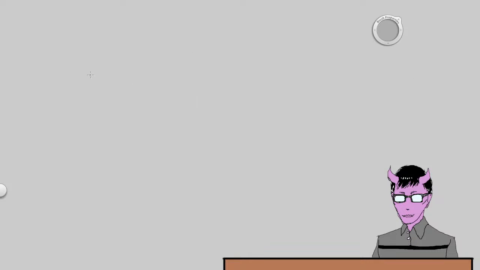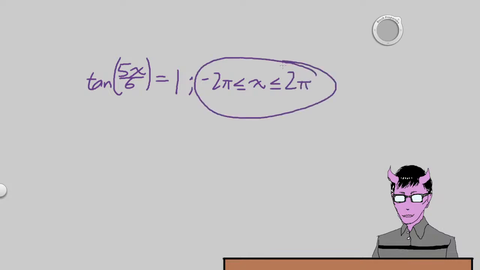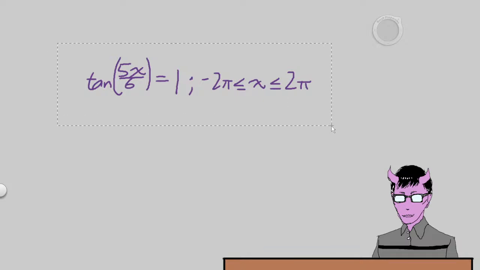And next up, we are going to have to deal with tangent. So tangent of 5x over 6. That's the argument, and then that's going to be equal to 1. And then we have this thing right here. Do recall what this is. That's just going to be our domain restriction. So basically, this part right here means that we don't have infinite answers for this part right there.